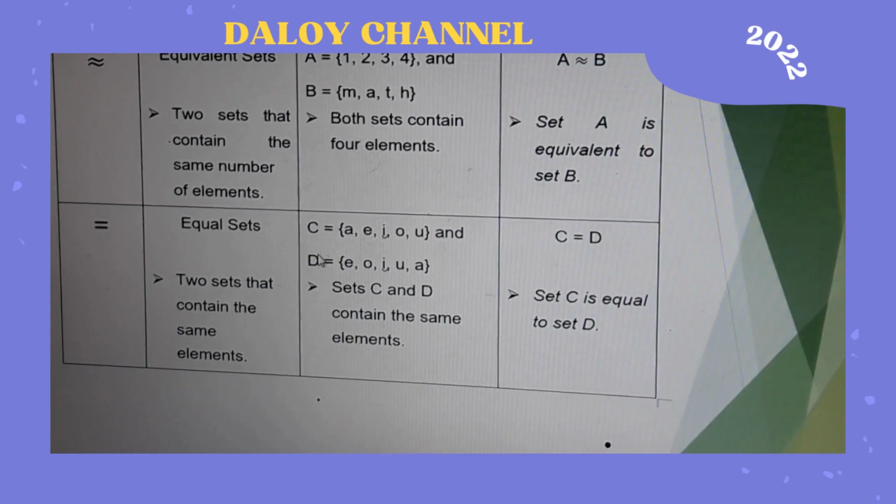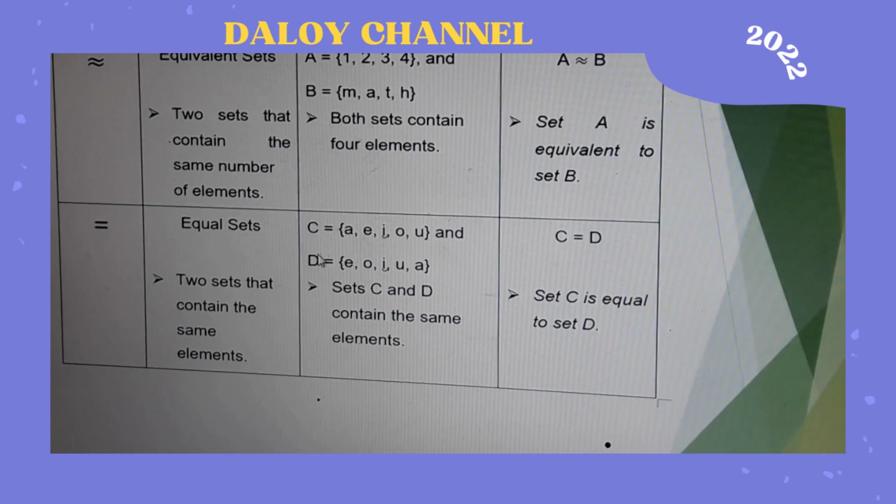So next, equal sets. Take note, equivalent sets are different from equal sets. Equal sets are two sets that contain the same elements. So we are now particularly on the identification or enumeration of an element. In whatever arrangement will do, as long as all elements mentioned for the first set are the same as the second set.